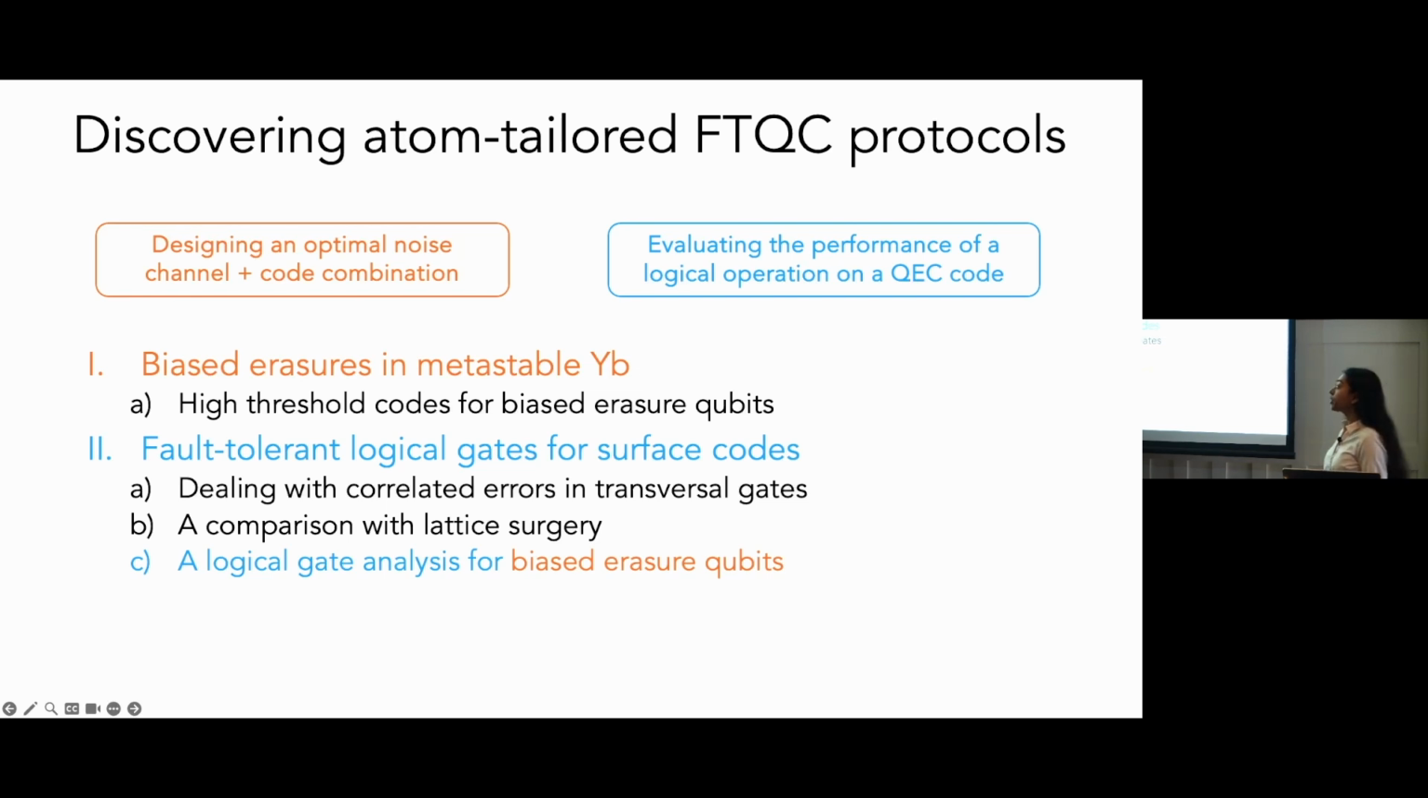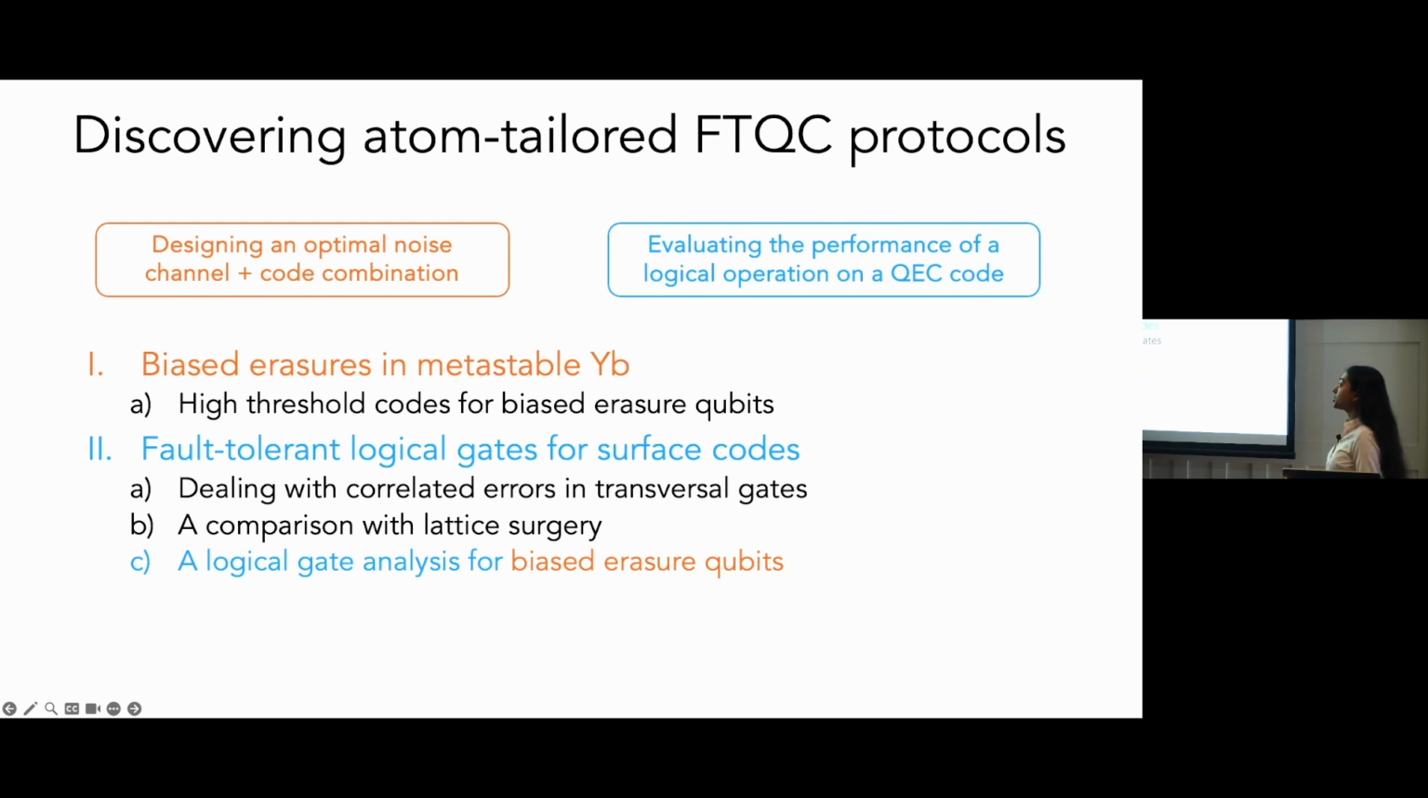I'll address the first question by talking about the metastable ytterbium neutral atom and how this particular neutral atom experiences an error model that we call biased erasures, and then how we can use these biased erasure errors to achieve high thresholds for certain error correcting codes.